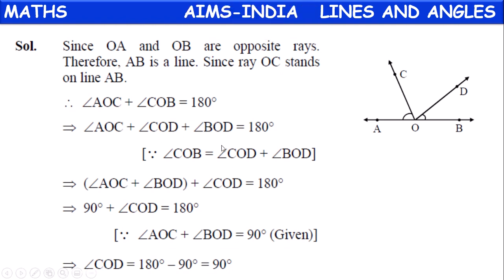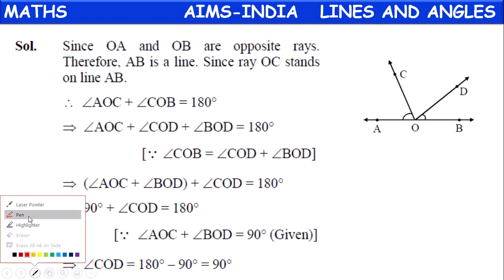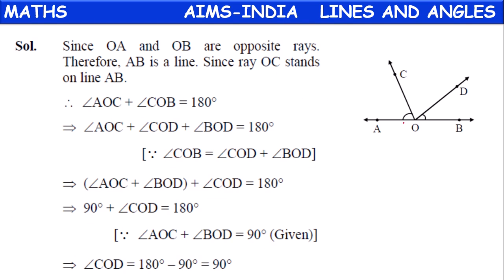Here children, so they have given OA and OB are opposite rays and AB is the line. Ray OC stands on line AB. So this part is AOC and the other part is COB, equals 180 degrees, linear pair.